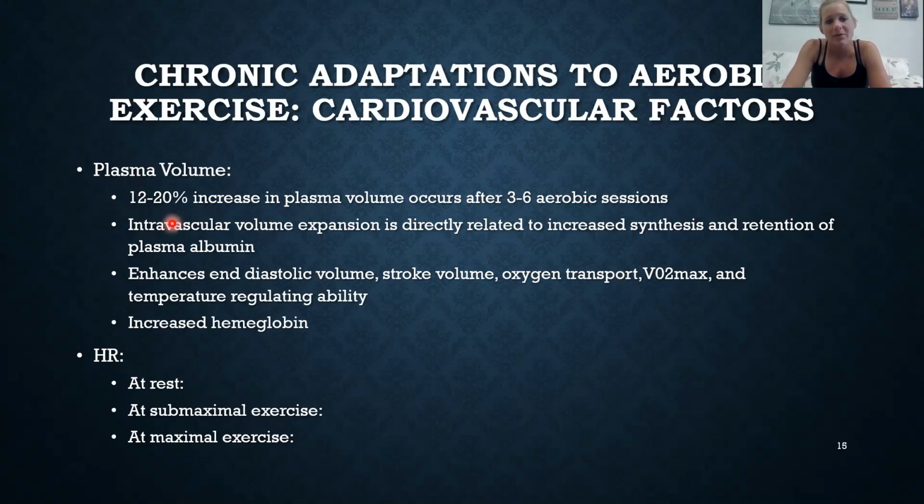Okay. So why is this happening? We're going to see an intravascular volume expansion, and this is directly related to synthesis and retention of plasma albumin. And plasma albumin is a protein. So we have this protein floating around in the blood, and as I do a few exercise bouts, I'm able to have more plasma albumin made, and therefore it pulls water with it basically.